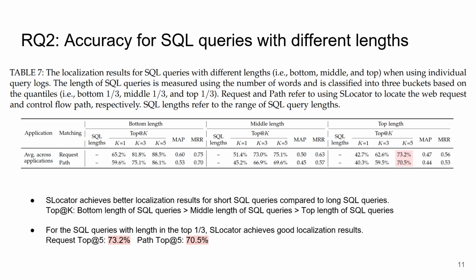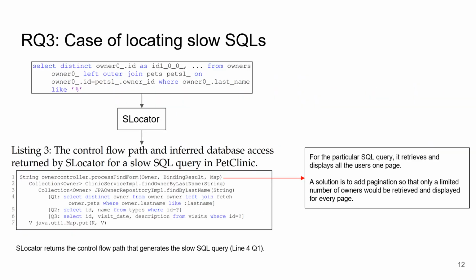We found that SLocator achieves better localization results for short SQL queries compared to long SQL queries. For the SQL queries with length in the top 1 set, SLocator presents good localization results. The top 5 for request is 73.2%, and the top 5 for path is 17.5%.